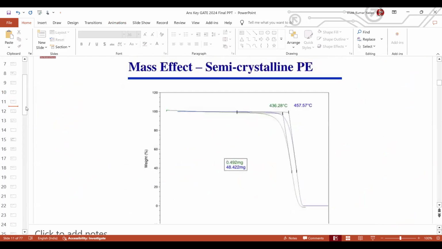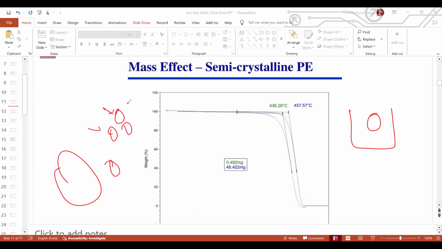I have already given the mass effect. Mass usually gives a very small effect if, let's say, you consider the sample size in your pan. This is the overall mass, not the individual particle mass. Otherwise, you will confuse it with size. This is the overall mass that you're putting in your sample pan, and of course there is a reference pan.